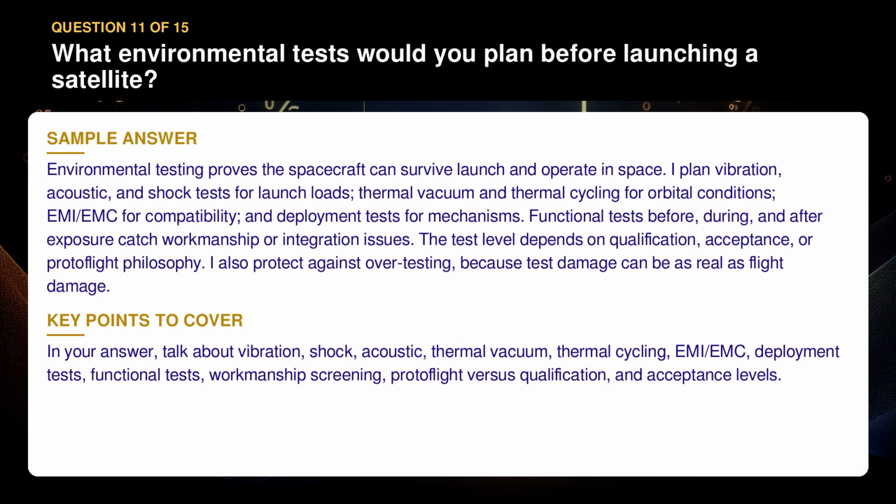In your answer, talk about vibration, shock, acoustic, thermal vacuum, thermal cycling, EMI, EMC, deployment tests, functional tests, workmanship screening, proto-flight versus qualification, and acceptance levels.